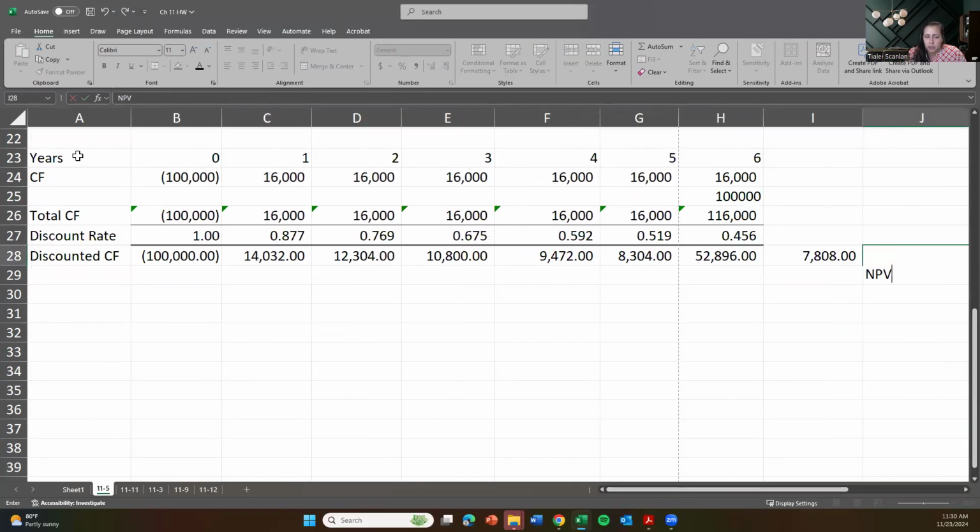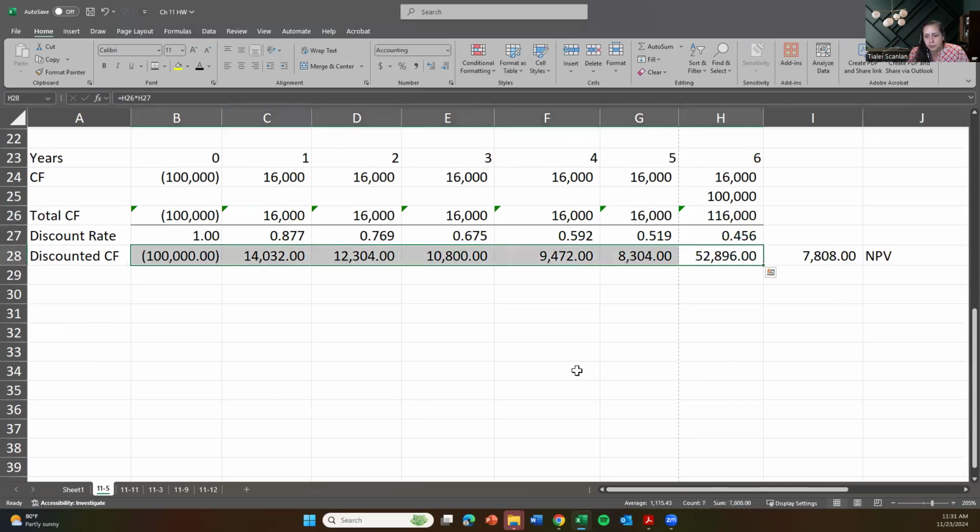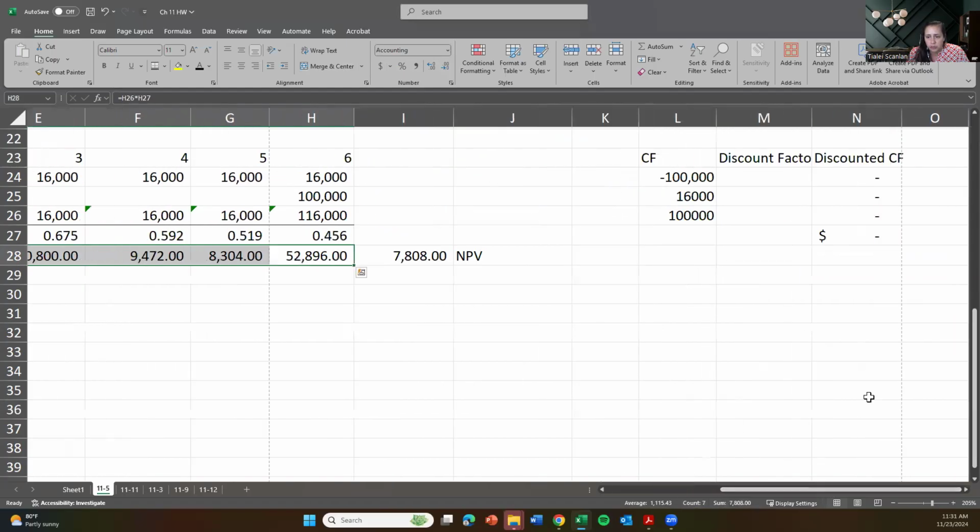And then just remember, cash flows are laid out year by year, and then we had a release of working capital. Make sure you release it if it says it is released. I think most of the problems do say that they are released. And then we have the discount rate for each year and discounted cash flows that are all summed up. And so 7,808.